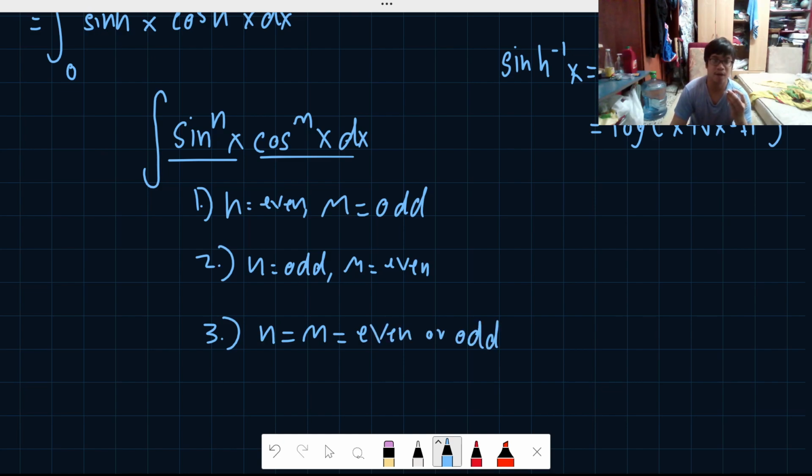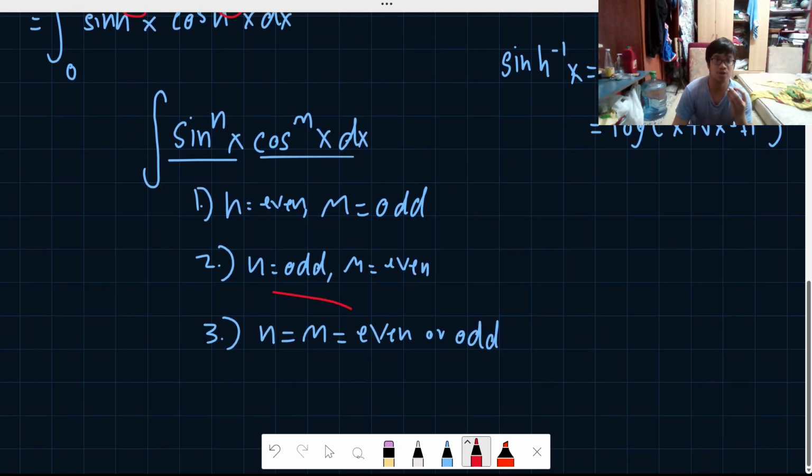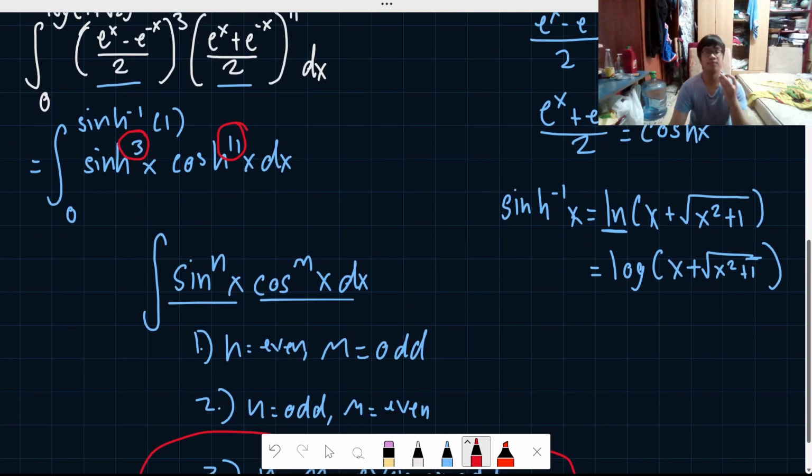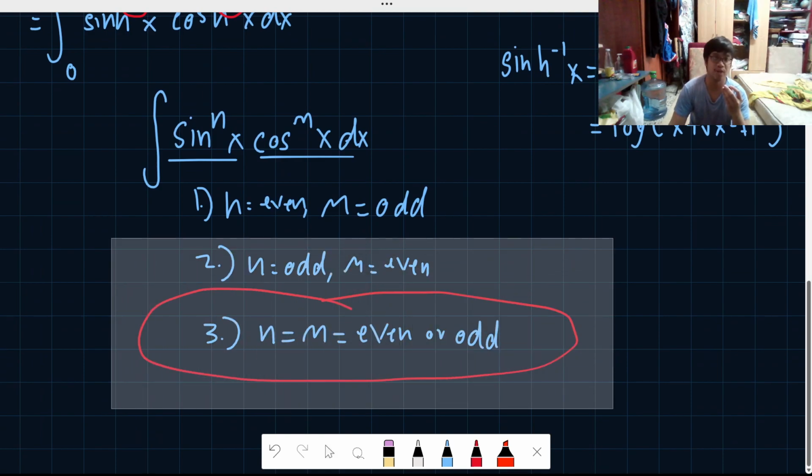All right. Now, if you take a look at this given function, we have the cube of sine and the 11th power of cosine. You see, both of them are odd. So we're going to use the third condition here. Both of them are odd, so we're going to use the third condition. Now, what do we do if that's the case?